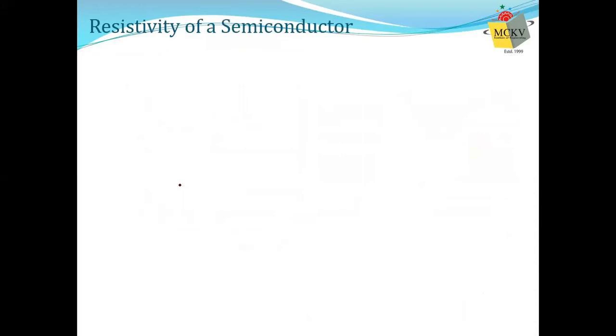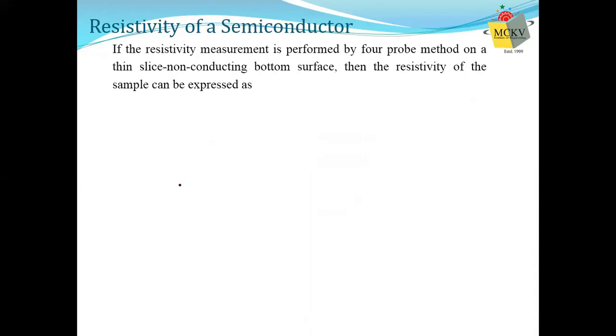Now we'll come to the basic thing. How will we try to measure the band gap of a semiconductor? We cannot directly measure the band gap. We can measure the band gap of a semiconductor with the help of measuring the resistivity of the semiconductor. And the resistivity of a semiconductor can be expressed by this formula.